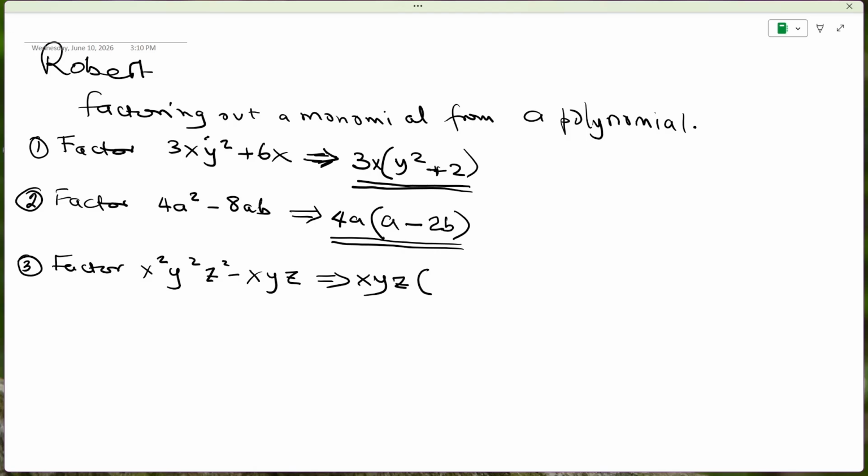Then we open our parenthesis. Of this first part, what do we remain with? We remain with x, we remain with y, and we remain with z, minus, we've taken out xyz, so that should be minus 1, because xyz times negative 1 will give us negative xyz, and that becomes our answer. As we work out more and more examples, you will certainly get more and more familiar, and it will look much easier to factor out a monomial from a polynomial.